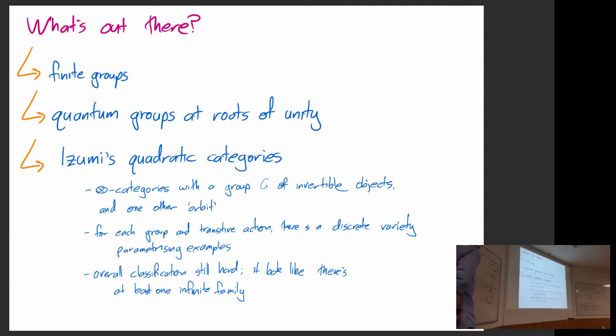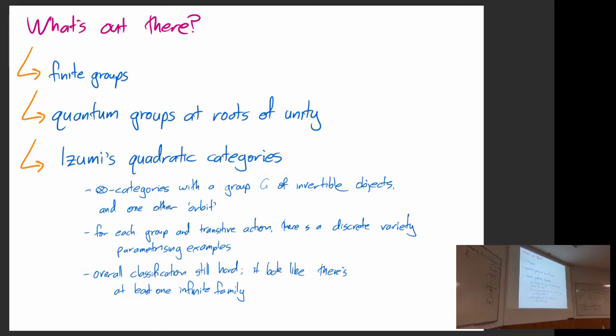There's another class of examples people have come up with, mostly Masaki Izumi's work. So these are ones that are quite like the Vec G examples, in the sense that they're a tensor category with a bunch of invertible objects. An object is invertible if there's another object W so that the tensor product is isomorphic to the tensor unit. And it's pretty easy to see that the isomorphism classes of invertible objects under tensor product form a group.